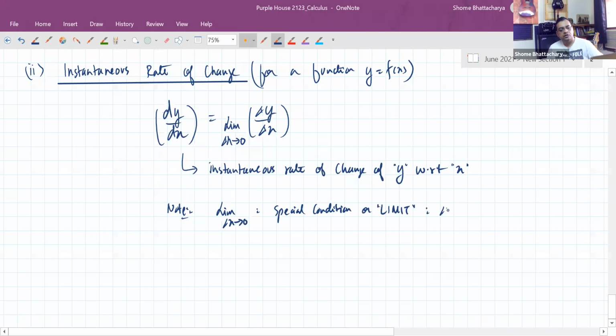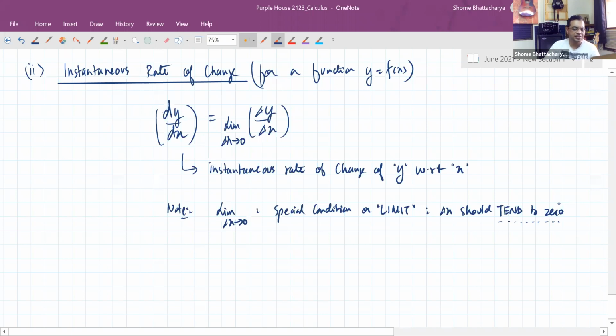Okay. That delta x should tend to 0. Now what this tends to 0 exactly means is again a little bit abstract. Just like when we say something tends to infinity in maths, we mean that it is such a large number that we cannot compare it with any other large number. It's larger than anything that we can write or express. That's a simple way to express infinity.